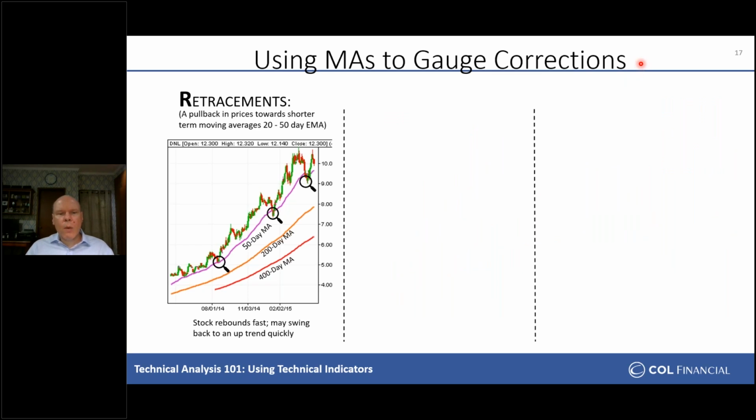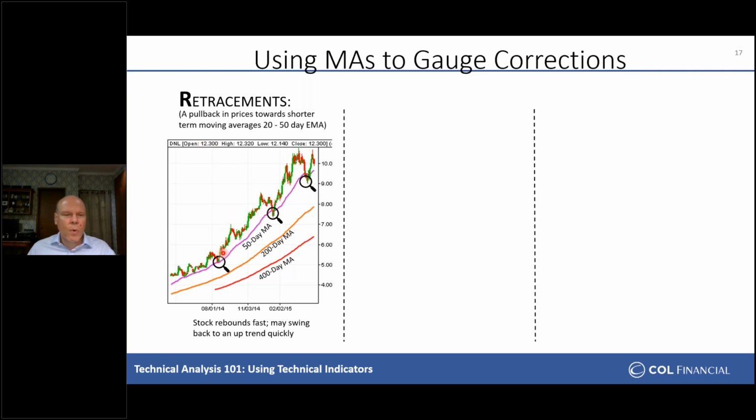Now, let's talk about how we gauge these types of reactions. Now, I want to be able to break this down to basically three phases. So if you're looking at a strong uptrend and you're looking for opportunities to get in, you should be looking for what is known as retracement swings. What does that mean? Retracements are minor corrections. These are pullbacks in prices where you will see that prices will only go back maybe through your 20 or 50-day EMAs.